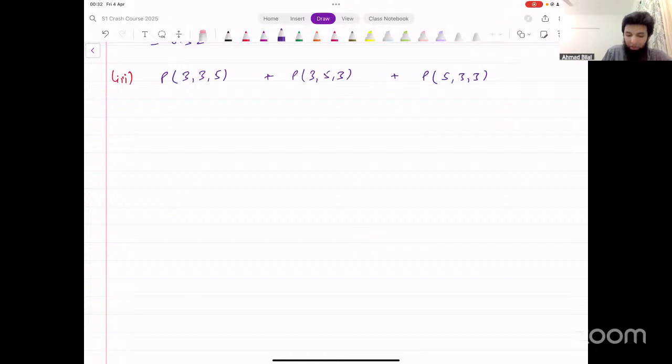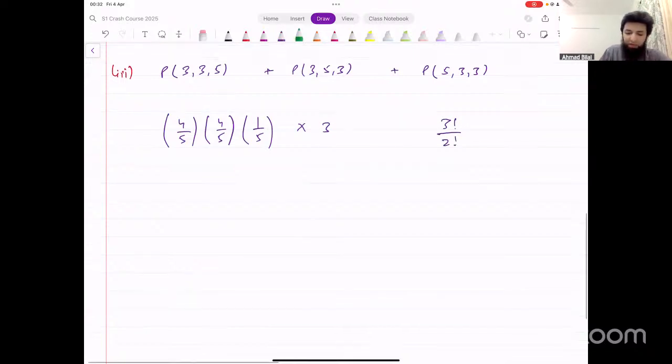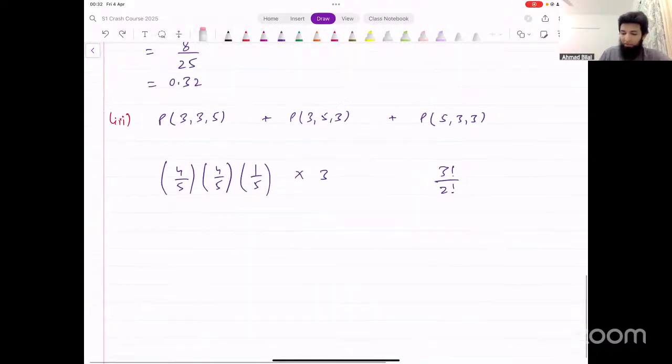You find the probability for one of them, just multiply that by 3, and that will give you the result. So this is 4/5 times 4/5 times 1/5. And that will be the same for all of them. Just multiply it by 3, and that will give you the result. You can also do 3 factorial over 2 factorial. That's the number of arrangements that you can have for this, right? 3 factorial divided by 2 factorial, because 2 of them are identical. So that's basically 3, and that will give you the result.